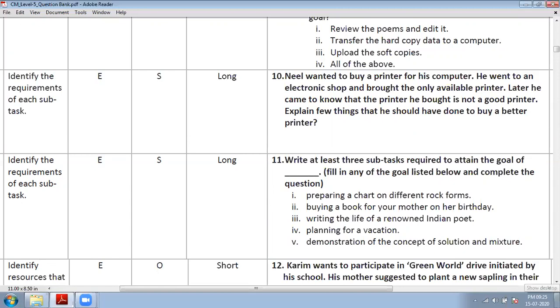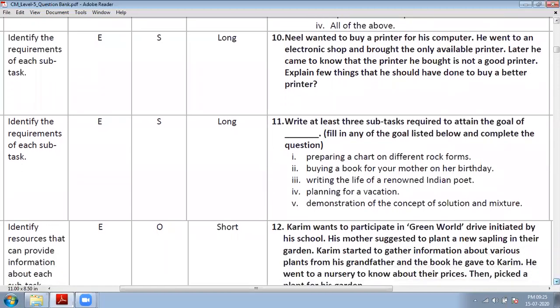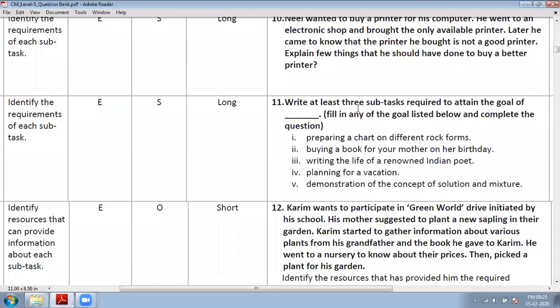Now question number 11. Write at least 3 subtasks required to attain the goal of dash. Write at least 3 subtasks required to attain the goal dash. Fill in any of the goals listed below and complete the question. So here you have to complete the questions.